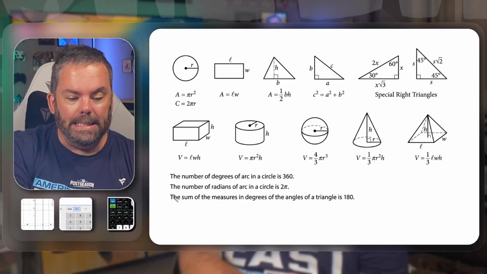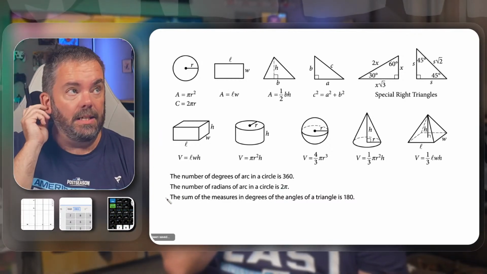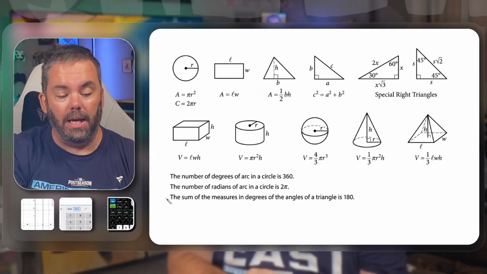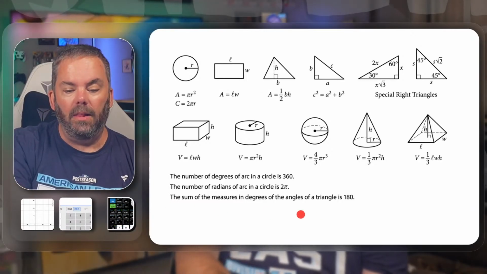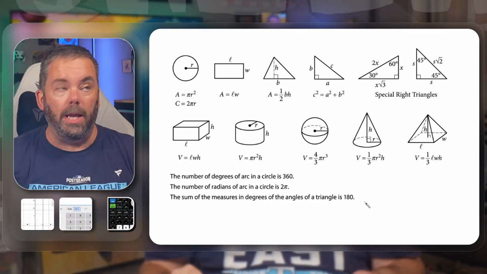Radians is something you would know if you're in pre-calculus. That's a different way to measure angles. We're not going to cover that tonight. And then the last one, the sum of the measures in degrees of the angles of a triangle is 180.